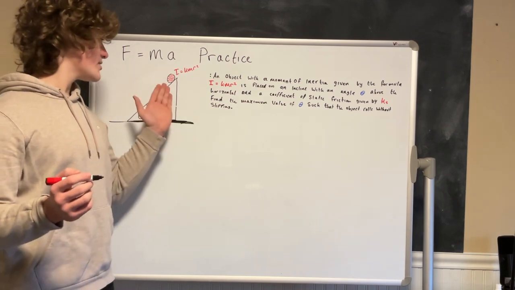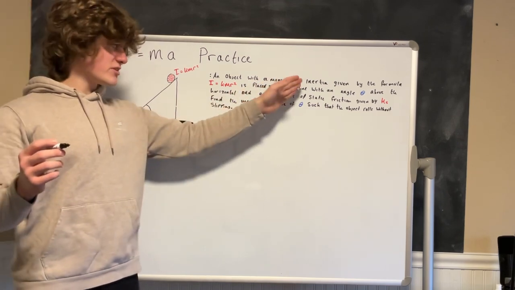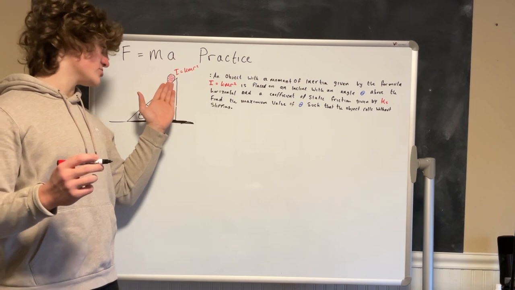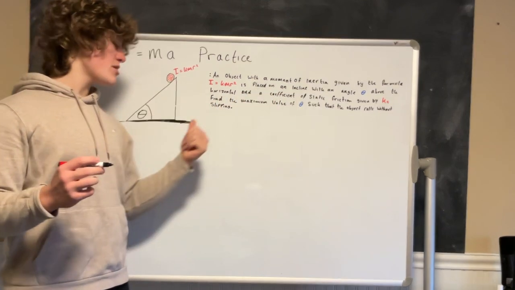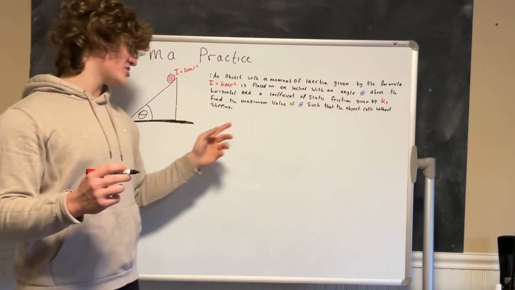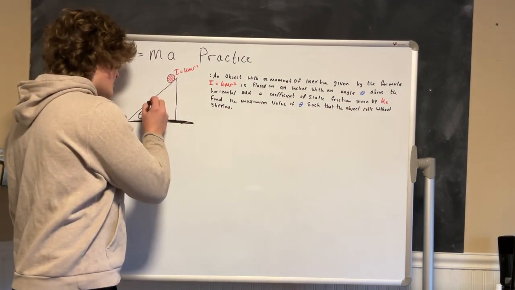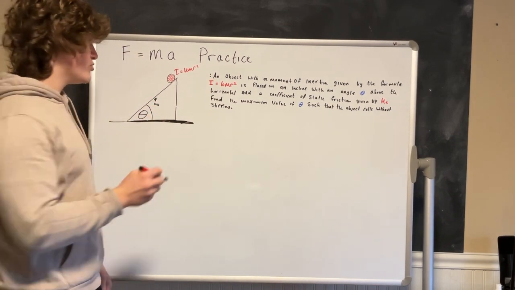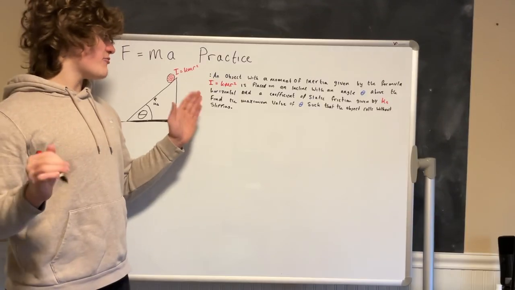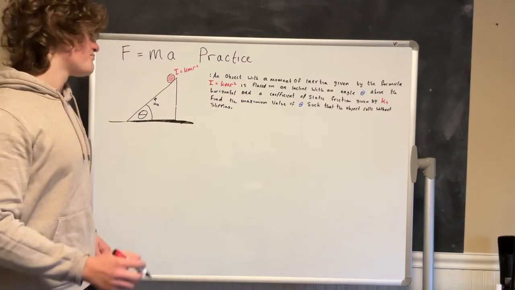So to begin, let's look at the question itself. An object with a moment of inertia given by the formula I equals kmr squared, such as right here, is placed on an incline with an angle theta above the horizontal and a coefficient of static friction given by mu s. So this surface right here has a coefficient of static friction mu s with this object. Now find the maximum value of theta such that the object rolls without slipping.